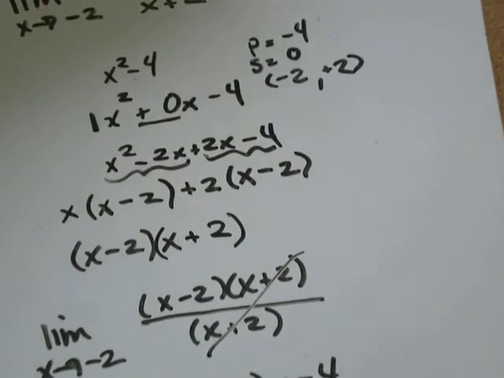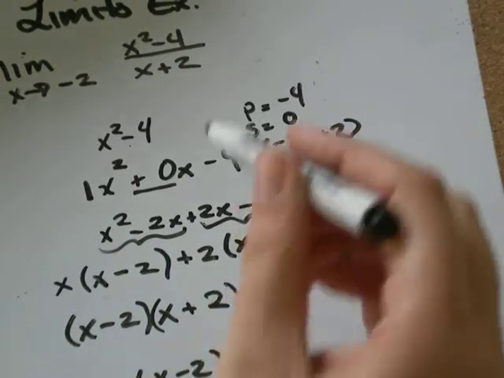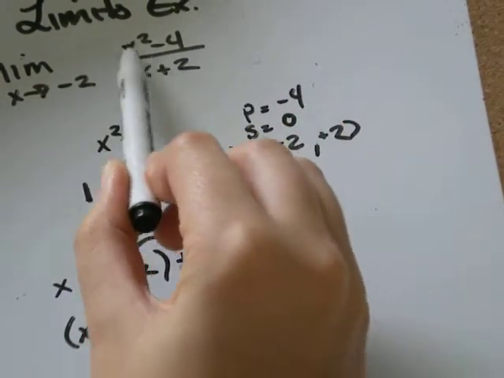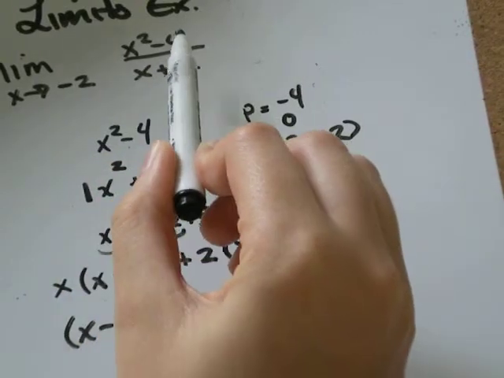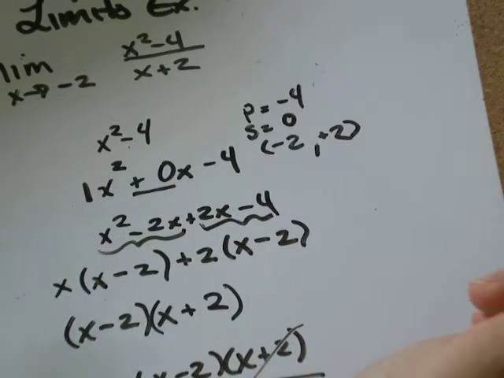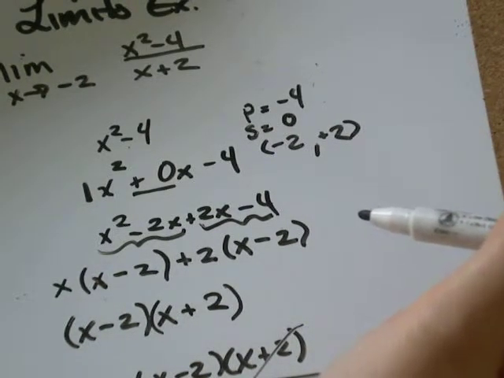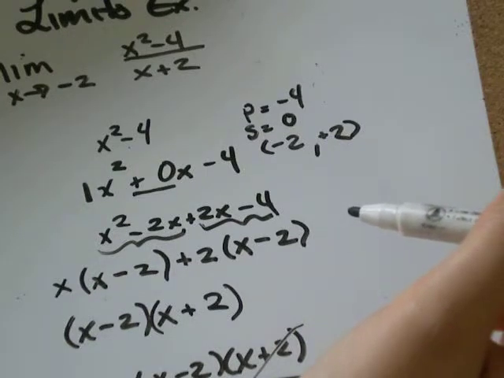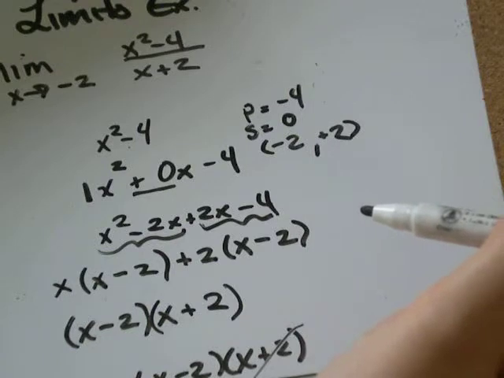So what you need to look for if you're on a final exam or midterm: if you have something with x's on the top, something with x's on the bottom, and you're looking to simplify, think, is it a difference of squares, just like this one was? Is it a perfect square? Can I factor it? Can I factor out an x or a number? Can I do something to simplify it before I take the limit?